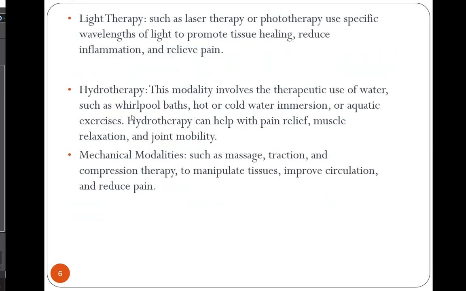The following three are light therapy, and this is the use of laser therapy or phototherapy for the use of specific wavelength of light to promote tissue healing and reduce inflammation and relieve pain. Hydrotherapy involves therapeutic use of water, such as baths, cold water, hot water baths, cold water baths, to help with pain relief, muscle relaxation, and mobilization of joints, and mechanical devices such as massage, traction, etc.